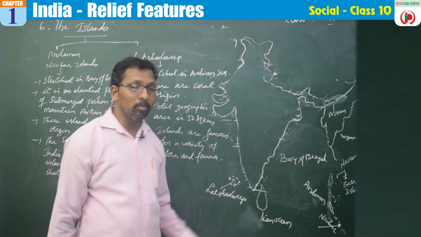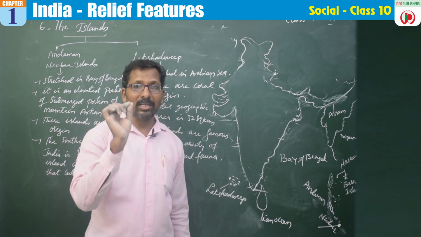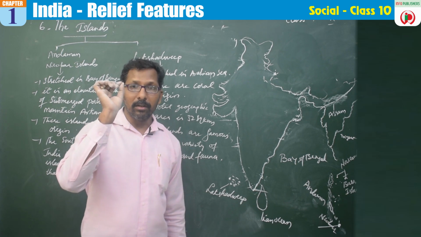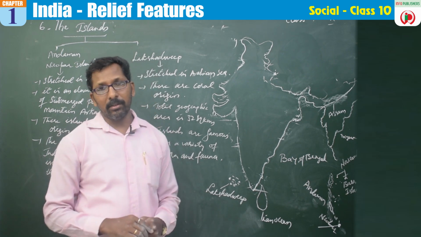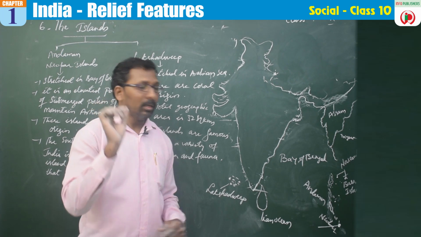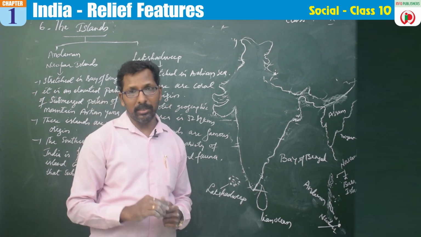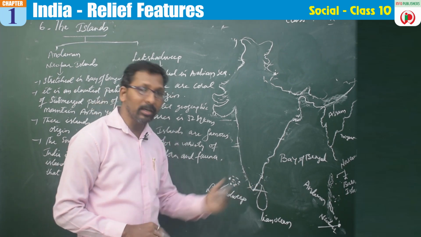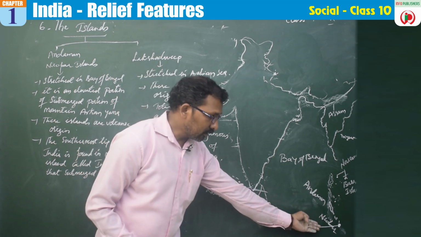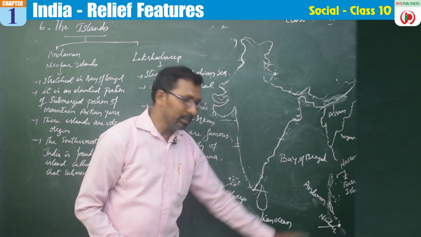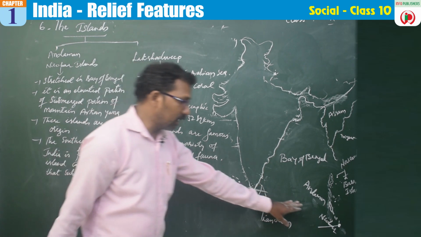Then what about Kanyakumari? Kanyakumari is the southernmost land, right? We can say the southernmost tip of the land mass of India. That is, southernmost land mass of India, whereas the southernmost tip of India is Indira Point. So this is about the Andaman and Nicobar Islands.